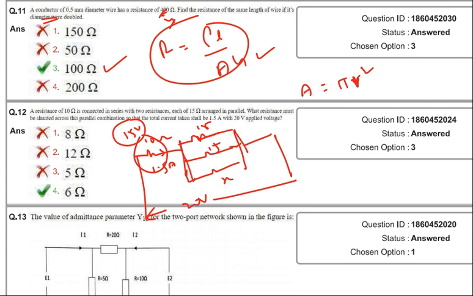Again I am repeating, total 20 volts. Out of that, 15 volts will appear across this resistor. So the remaining 5 volts will appear across this. From this you can calculate how much current is flowing through this. I equal to V by R, that is 5 by 15, that is 1 by 3.